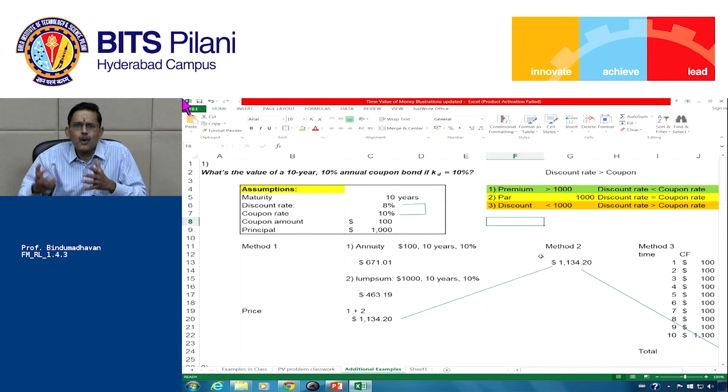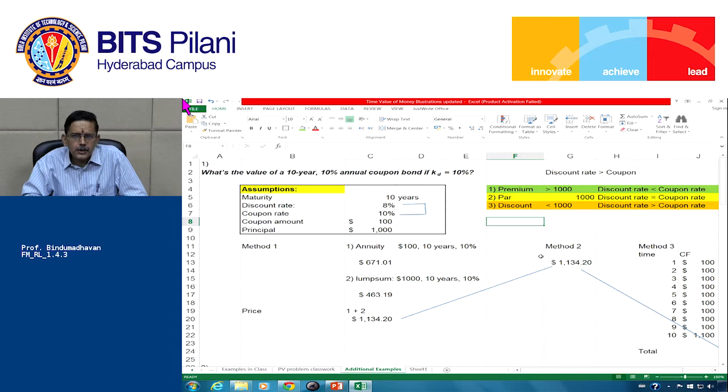Now let's understand why. Intuitively, let's try to understand why this is happening. First, we will try to understand intuitively. Mathematically also, I will give you an example and explain a little bit. But intuitive understanding is very important. So let's take this example.